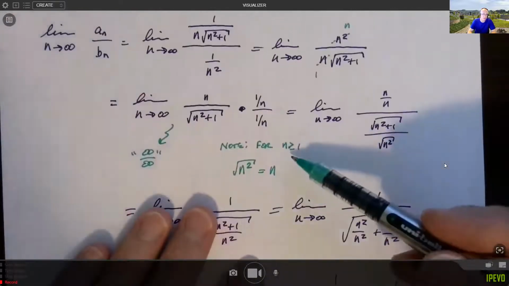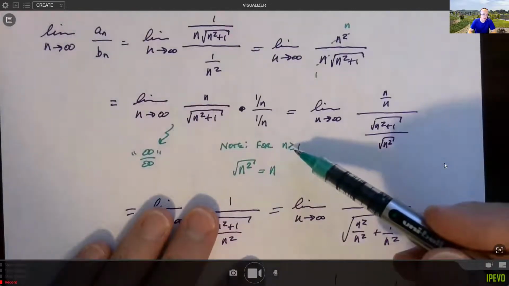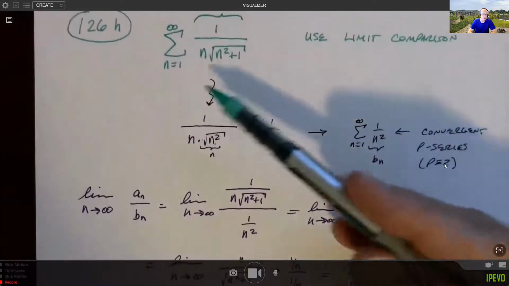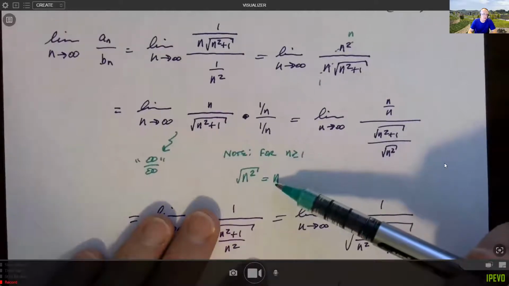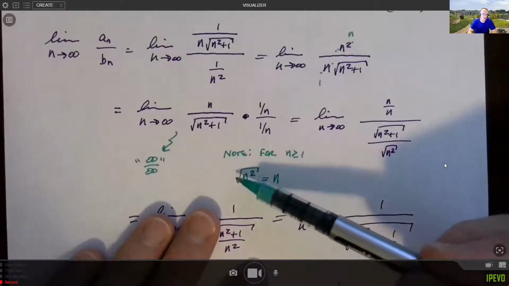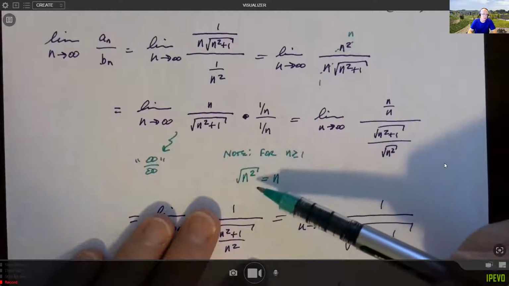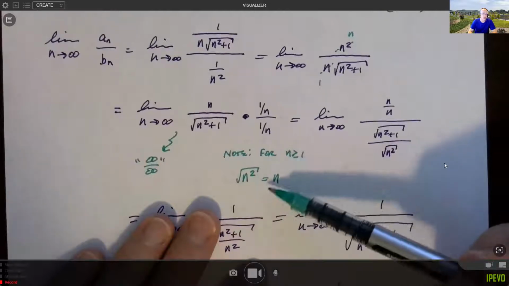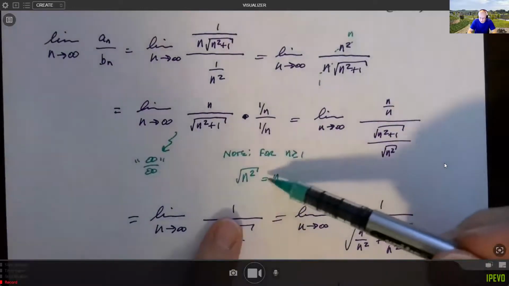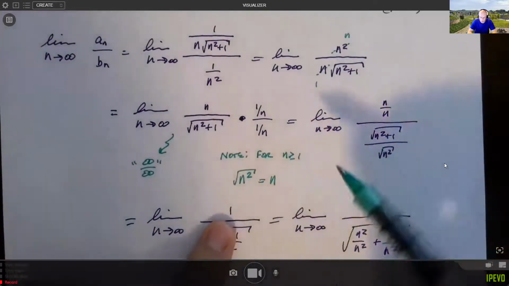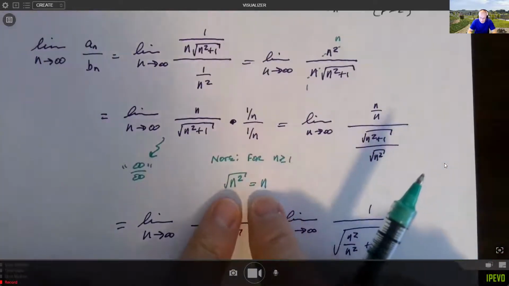And that's true, by the way, for n being greater than or equal to 1, which is the case because we're talking about a series starting with n equal 1. It's not true if n is a negative number. If n is a negative number, this statement would be untrue. We'd have to put the absolute value around n or something different, or put a negative sign in front of this radical. But for n being positive, this is true.